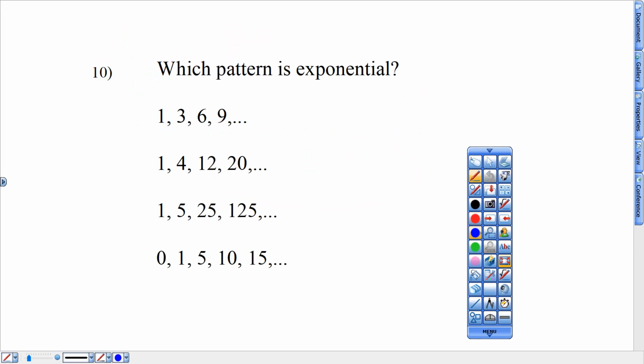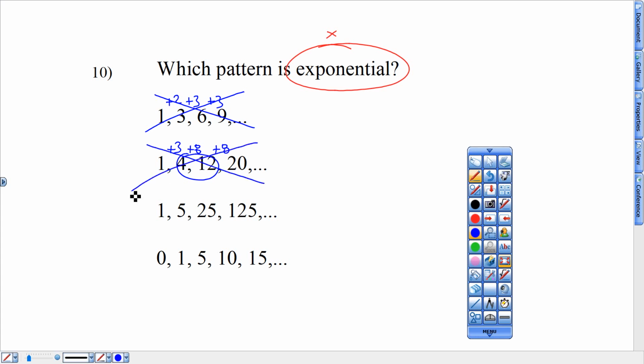This one, looking for exponential, looking for the one that has me multiply. This one right here, I could see going up by 2, going up by 3, going up by 3. That's neither linear nor exponential. It's not adding by the same amount. This one going up by 3, and then looks like it's going up by 8, and then going up by another 8. That's not timesing. Even though this little bit might have been timesing by 3, the rest is not timesing by 3. That one's not geometric exponential.